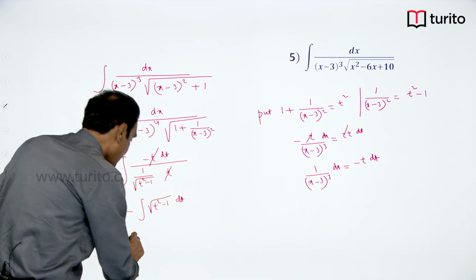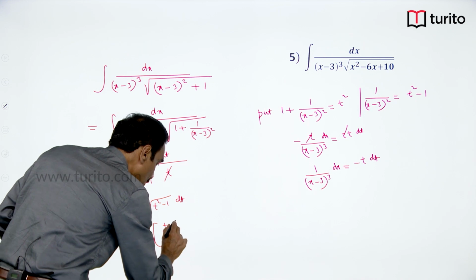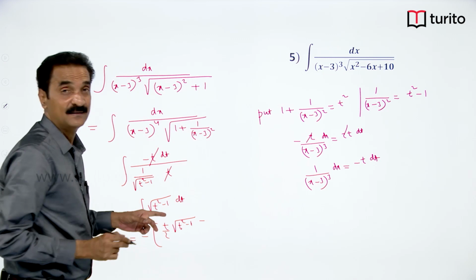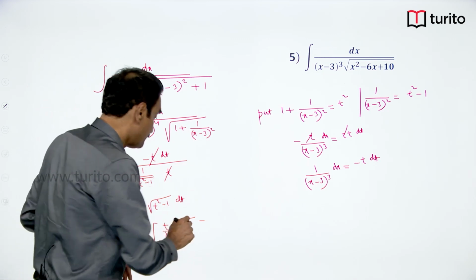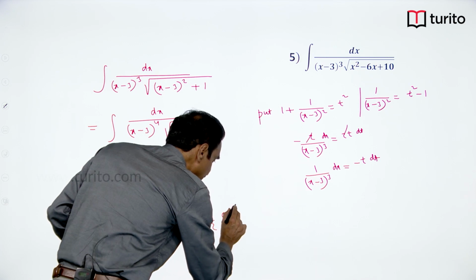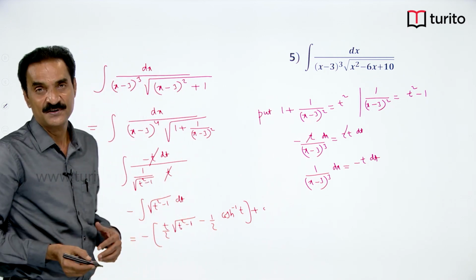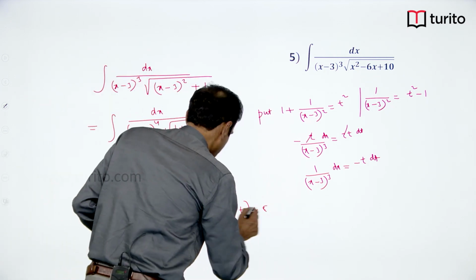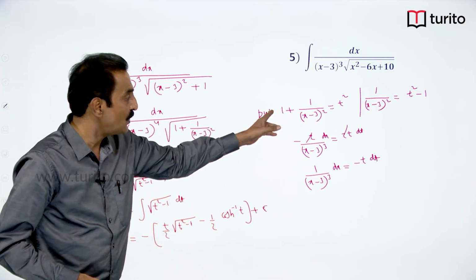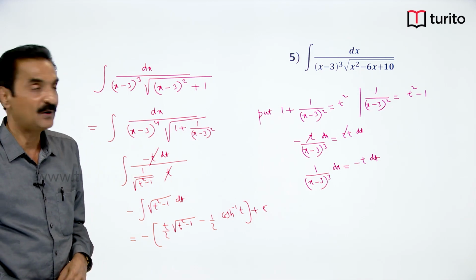What is the formula? t by 2 root over t square minus 1, minus 1 by 2 into cosh inverse t plus c, or you can write it as a logarithmic function. Leave the answer like this, where t is equal to under root 1 plus 1 by (x minus 3) whole square. Okay.